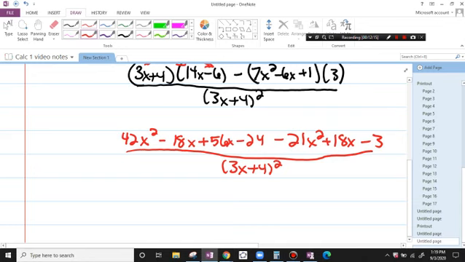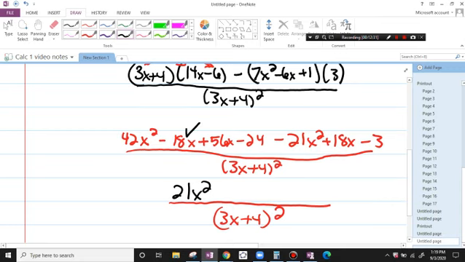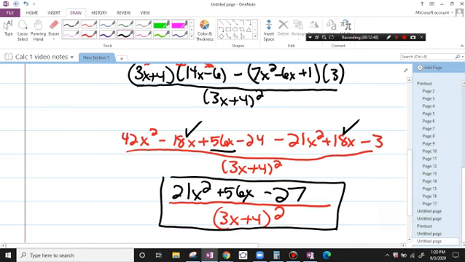Combine some terms. I'm not going to do anything to the denominator, so I'll just leave this as 3x plus 4 squared. And then what do we got here? I've got 42x squared minus 21x squared. That's 21x squared. I've got a negative 18x and a positive 18x. They cancel, and so this 56x is just chilling out here. I've got negative 24 minus 3, which is minus 27. And that is the derivative.